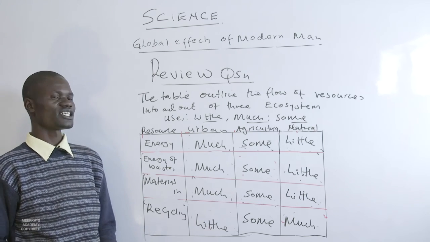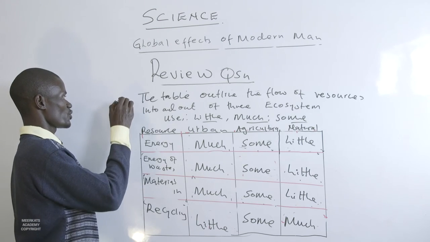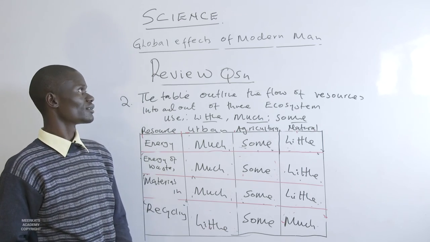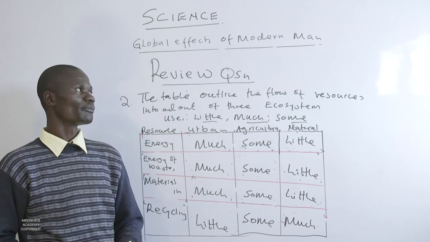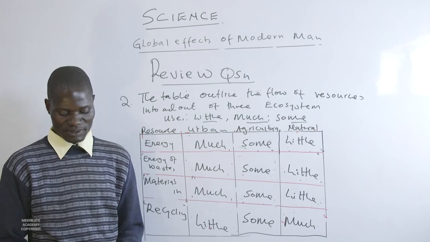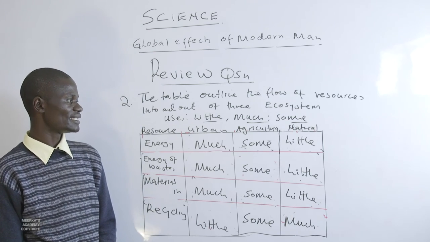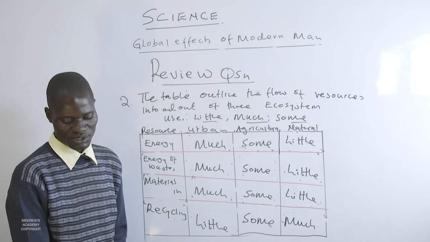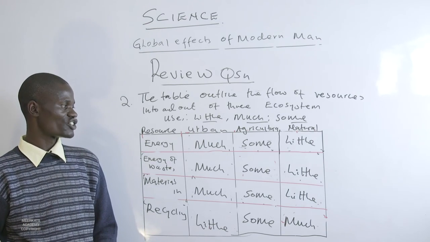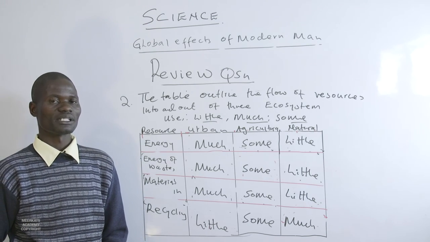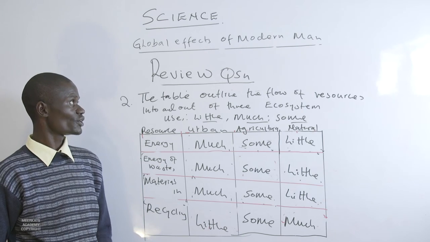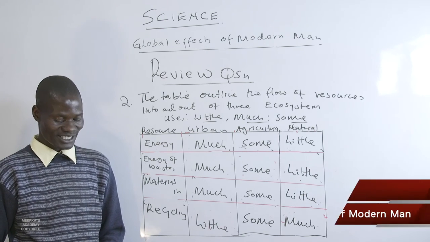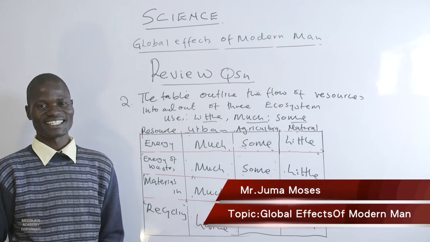Having looked at these two questions, now the concept of the global effect of modern man has been well articulated, and I hope we have been able to understand the concept. Having checked this, it becomes the end of our lesson on this topic. I wish you have enjoyed and have a good day. Thank you.